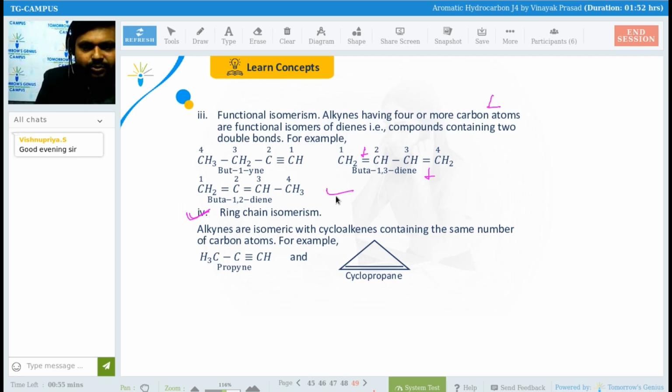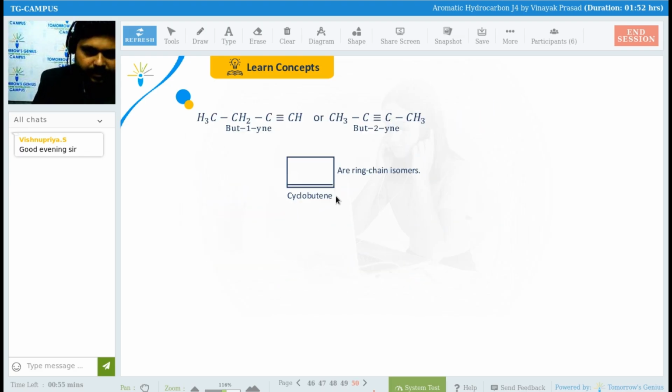Now ring chain isomerism, what is happening here? Alkynes are isomeric with cycloalkanes containing the same number of carbon atoms. You can see here, this is a triple bond. Now it is having a double bond. So it is ring chain isomerism. You can say that ring chain isomerism. This is chain. Getting my point?